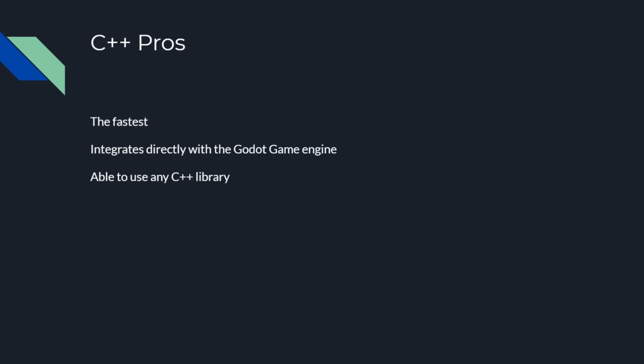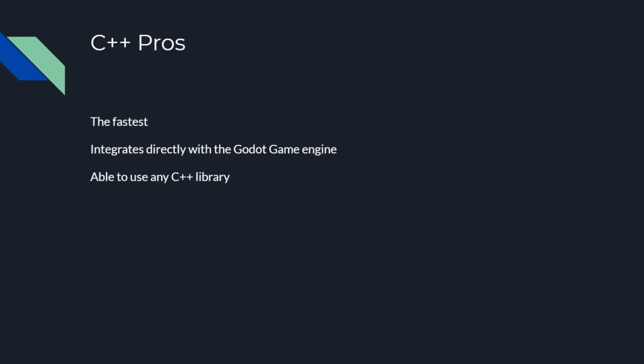Finally, the last major language that you can use is C++, and it is the fastest out of all the languages, period. It integrates directly into the game engine, so you can access lower level code and literally just do whatever it is that you want to do. If you want to go in and change how the Vulkan server renders your scene, you can. It allows you to do that.